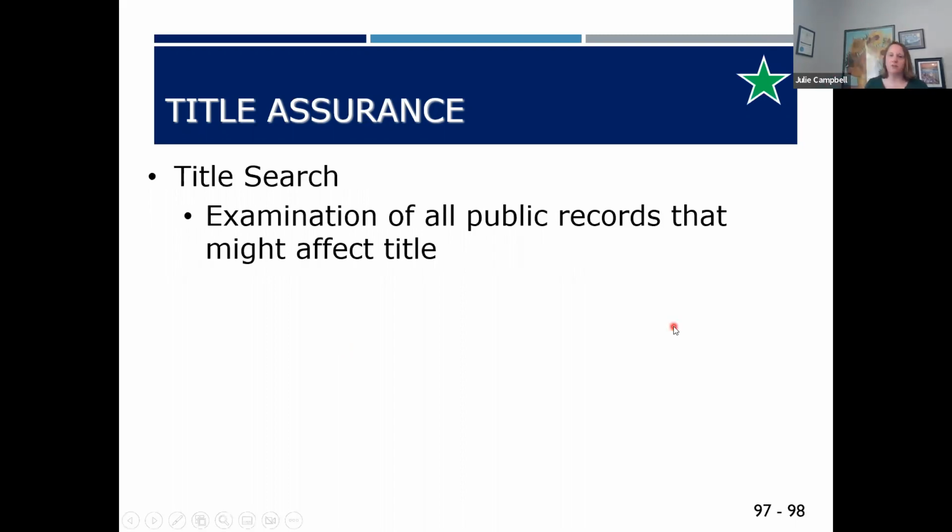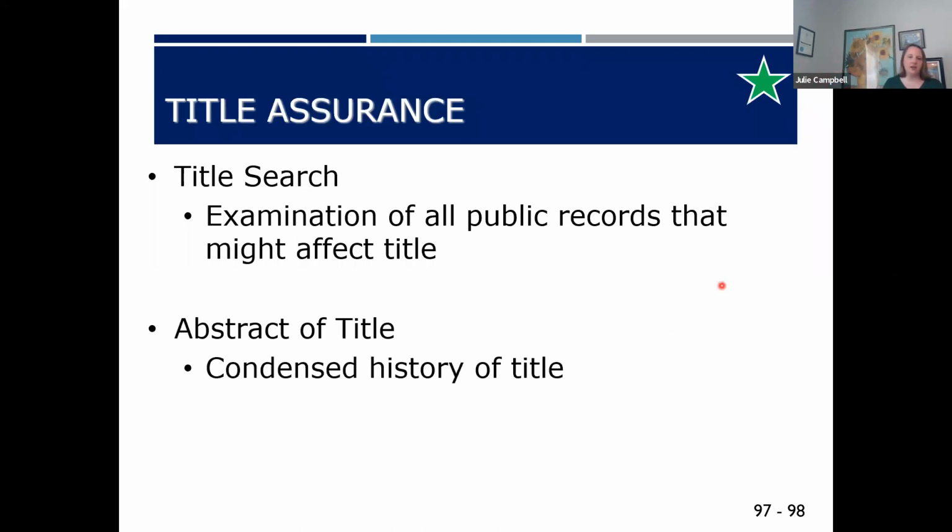So the attorney does their title search. Again, they do an examination of all the public records, anything that could affect the title. Depending on the property, depending on the situation, the attorney may do an abstract of title. Let's think of an abstract of title as the Cliffs Notes, the trailer, if you will. It's the condensed history. It's not as thorough. It's still a search, but it's not as thorough. Again, it may just depend on the property, the situation.